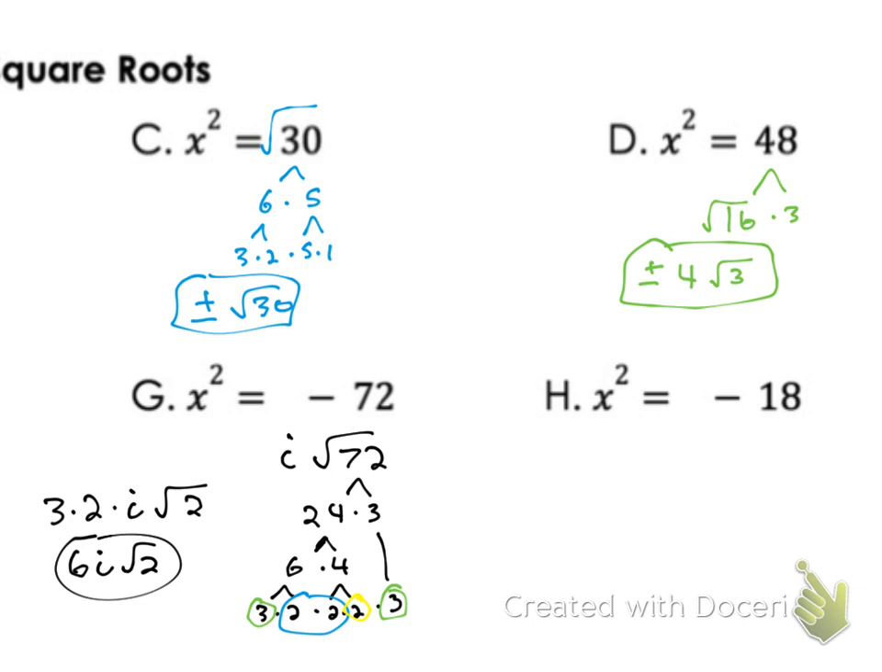Do H. All right, I'm going to take out that i. Now, I know Royce would use 6 and 3, but I'm going to use 9 and 2 because 9 is a perfect square. 3i times the square root of 2. Okay.